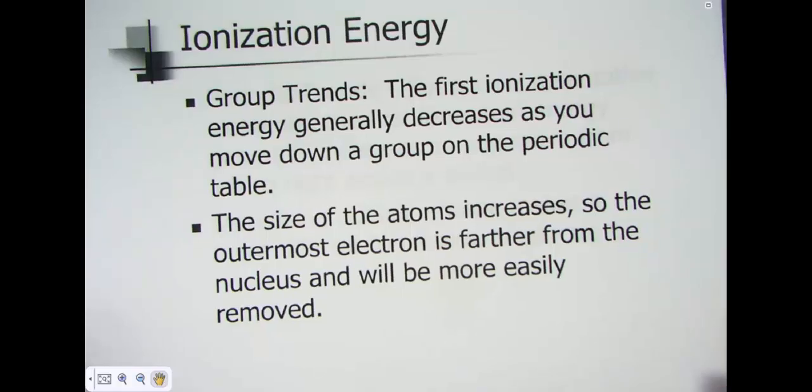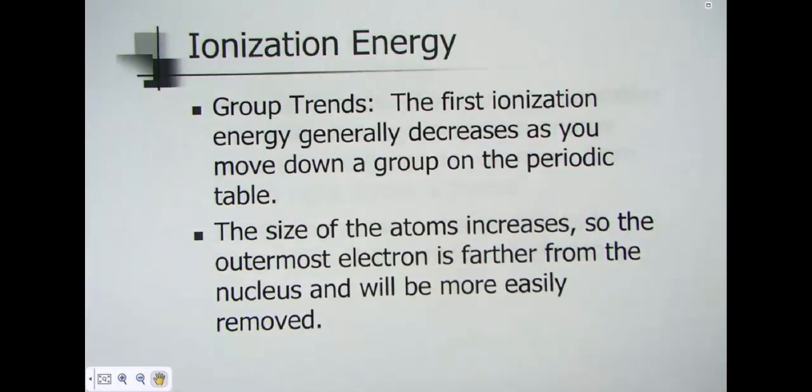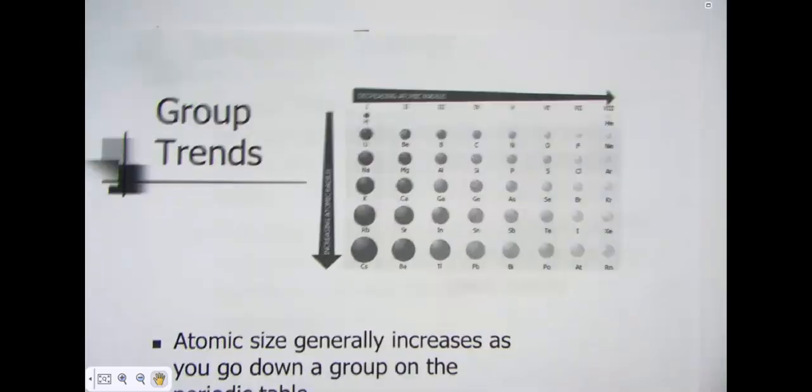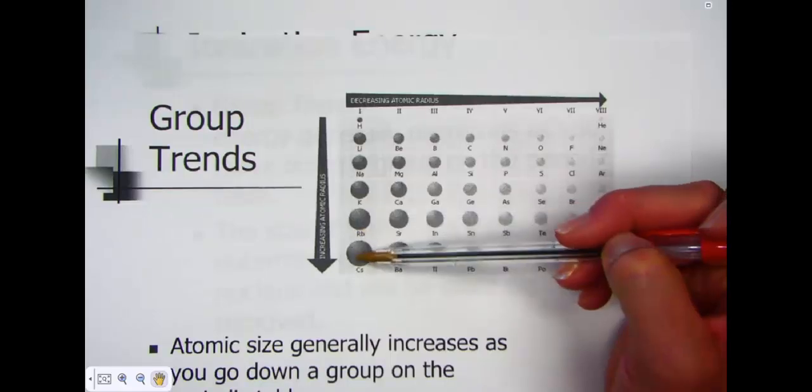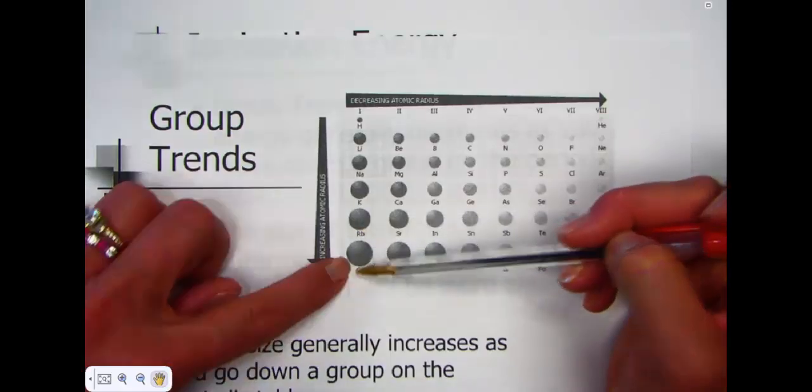Let's talk about the trends. In terms of a group trend, the first ionization energy generally decreases as you move down a group on the periodic table. As I go down a group on the periodic table, ionization energy decreases. I'm going to put up a slide. As I go down a group, ionization energy generally decreases.